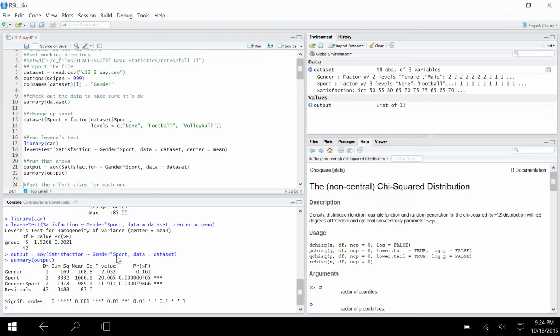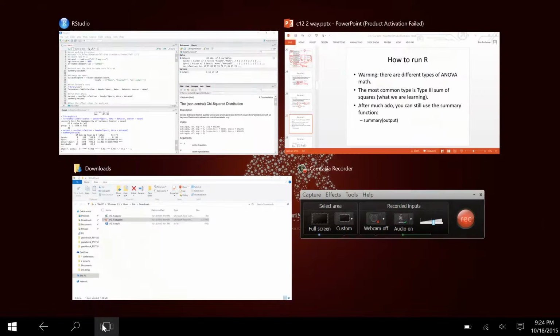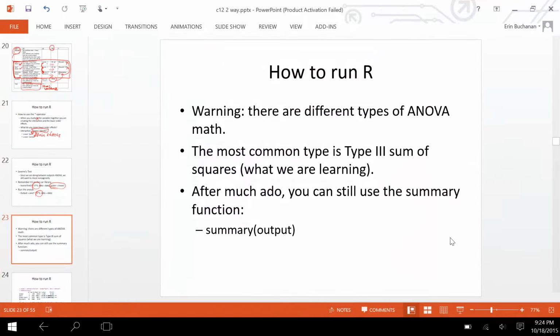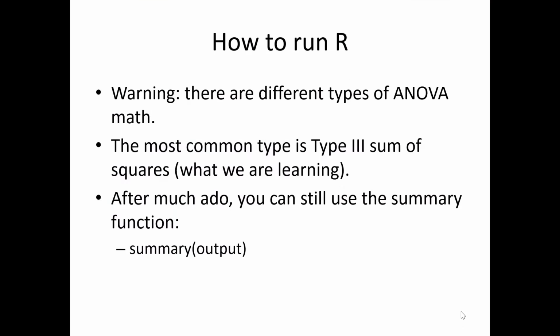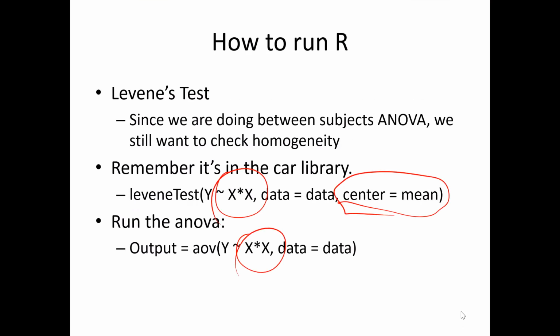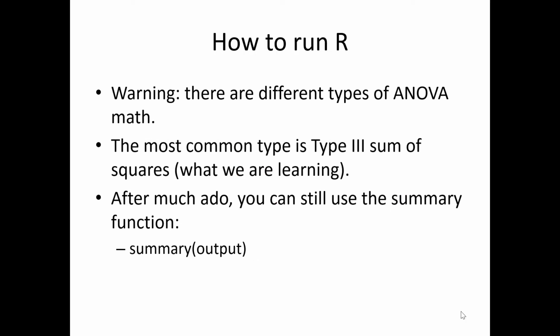And then I'll get the summary. Let me go back to PowerPoint here. I could talk for a second about that. So, my quick warning is that there are different types of ANOVA math. There's at least 4. So type 1, type 2, type 3, type 4. Aren't those great names? Okay.